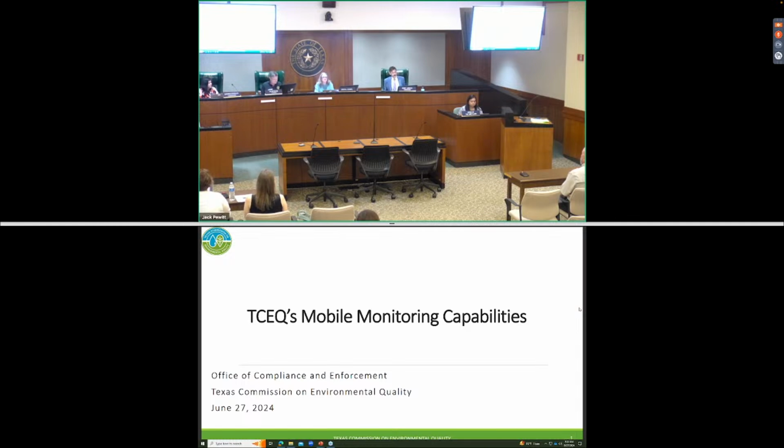Our first item is the discussion of the TCEQ's use and deployment of mobile monitoring instruments and the discussion of the derivation and application of mobile monitoring comparison values for use by TCEQ staff for interpretation of mobile monitoring data. And we've got a bunch of people here from the ED staff to talk about these issues. Great. I'll just go ahead and hand it off to Executive Director Staff.